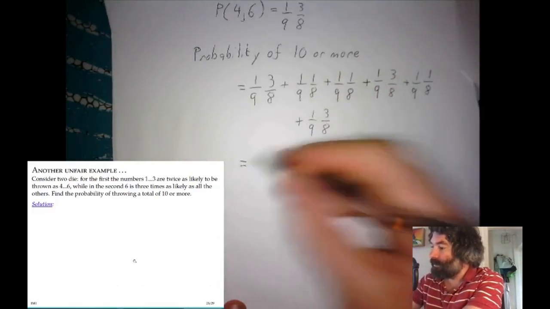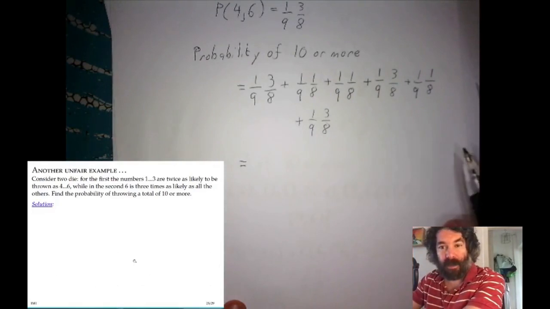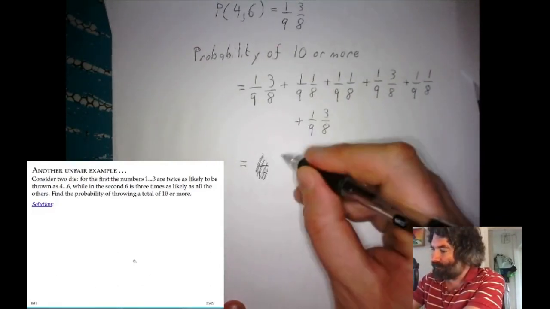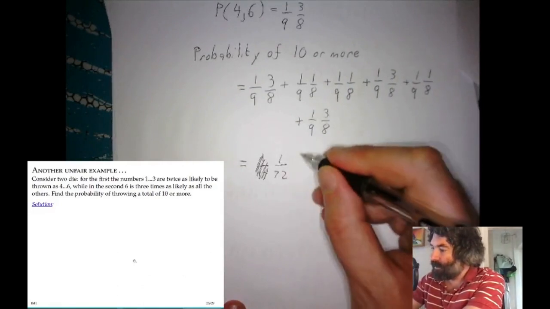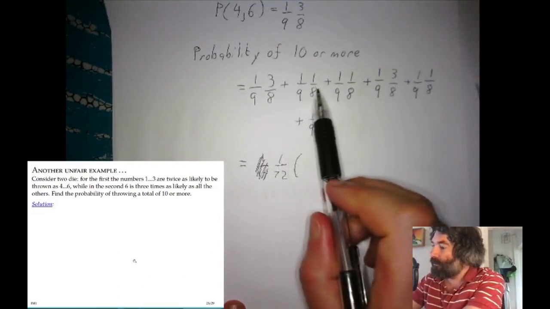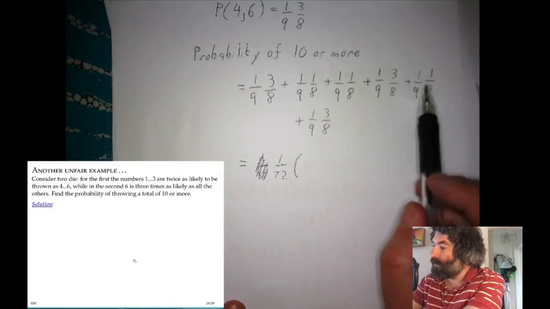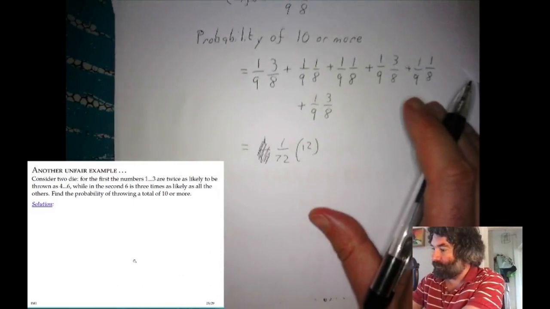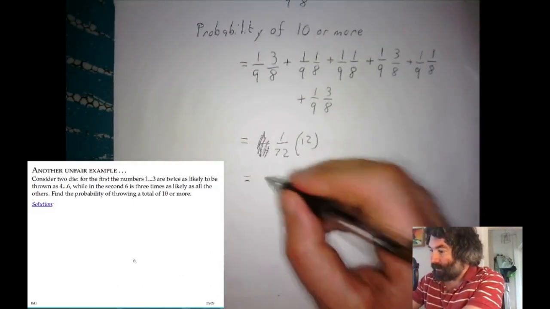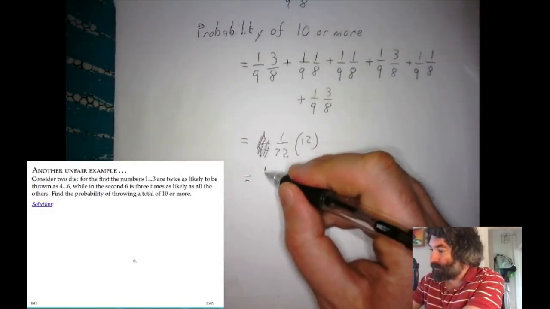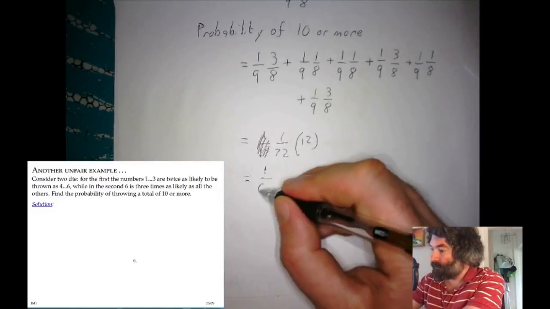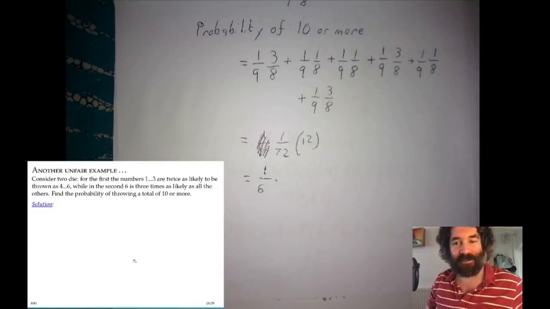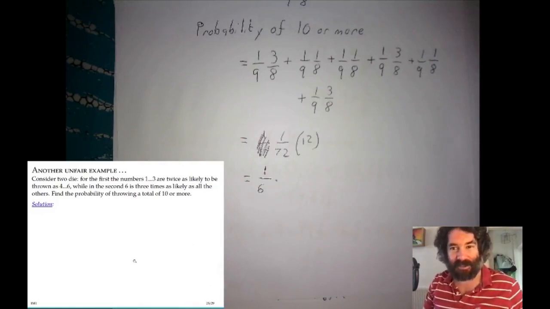And so let's add all these up. Each of these terms has a denominator of 72, so 1 over 72, 9 times 8. And then we have 3, 1, 1, 3, 1, 3. So 12 over 72, which is 1/6. So the probability is 1/6. In fact, the same as rolling any of the individual numbers on a third die.